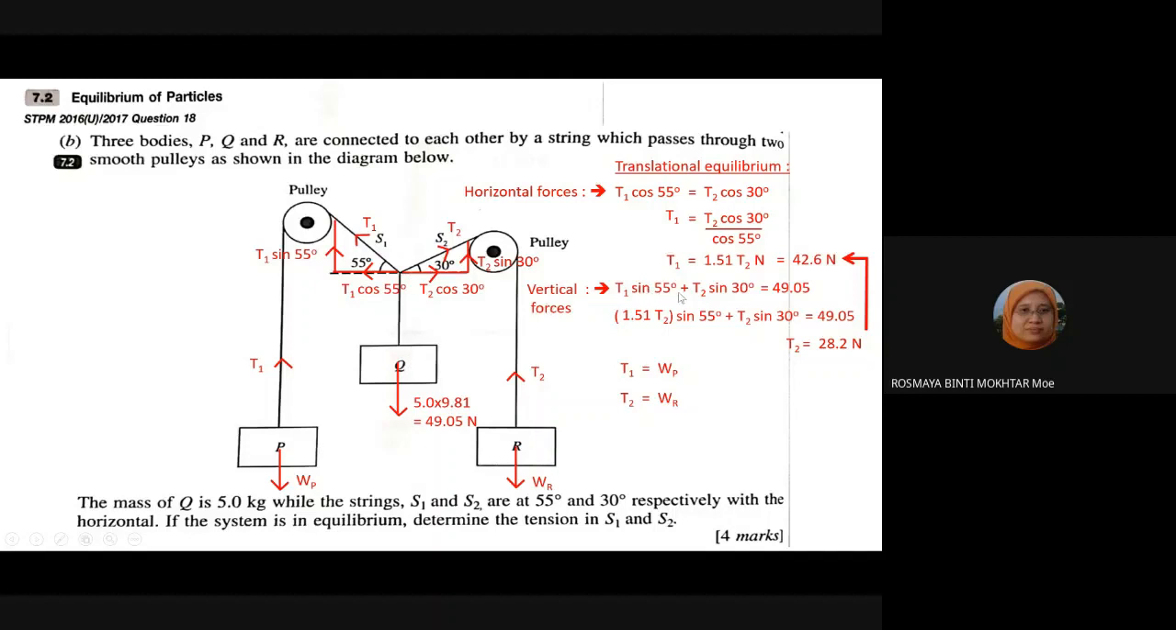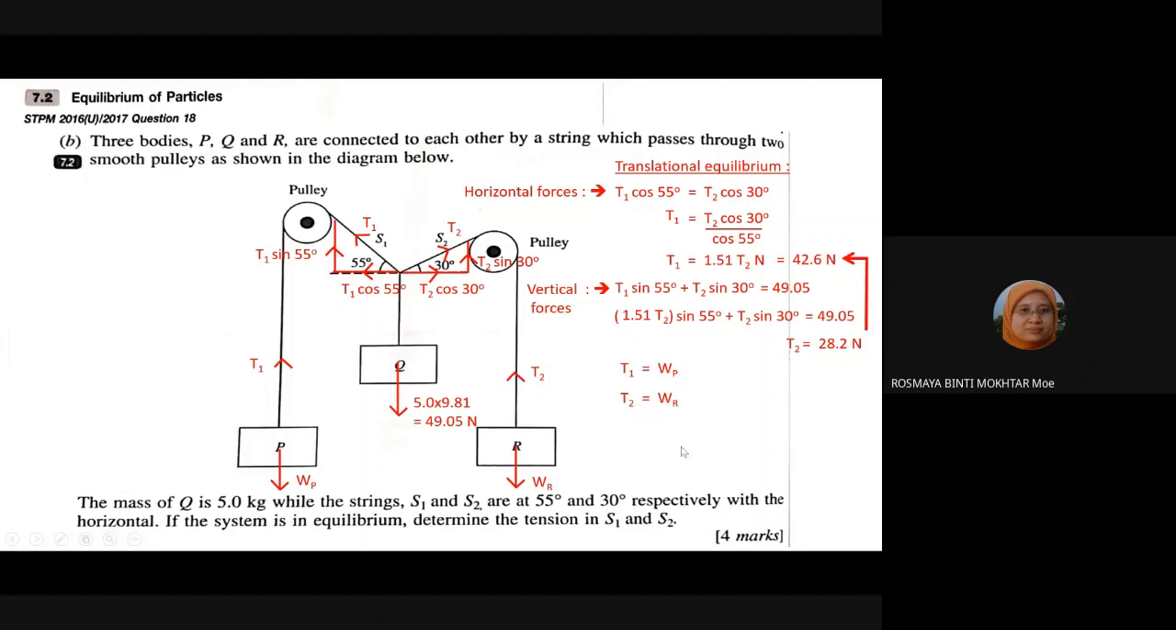So T1 sine 55 degrees plus T2 sine 30 degrees equals to 49.05 will be the second equation. So this is the first equation, this is the second equation. To solve for T1 and T2, we can use simultaneous equations. If you want to do further calculation, let's say the question asks for weight of P and weight of R, you can combine these three by substituting WP and WR into the above equation. So you get the weight of P equals T1 and weight of R equals T2.